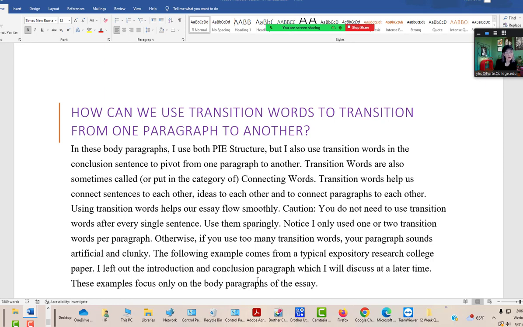So how can we use transition words to transition from one paragraph to another? In these paragraphs, I use pie structure, but I also use transition words in the conclusion to pivot from one paragraph to another. Transition words are sometimes called connecting words. They help us connect sentences to each other, ideas to each other, and paragraphs to each other. Using transition words helps our essay flow smoothly.